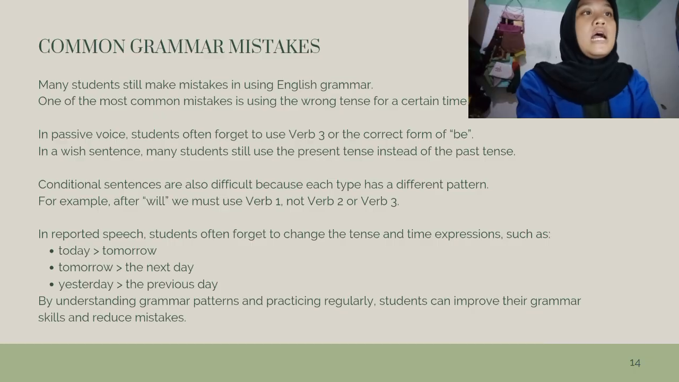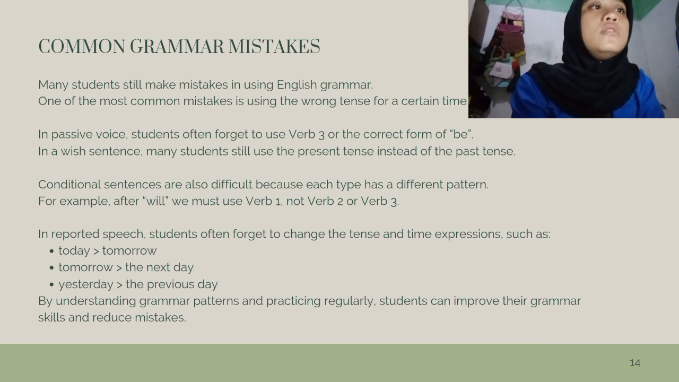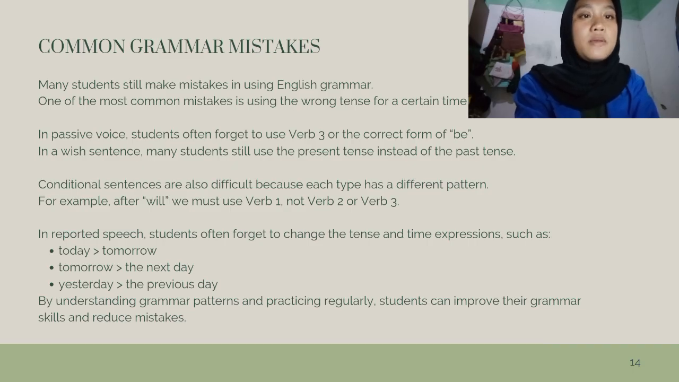Before I conclude, I would like to highlight some common grammar mistakes that students often make. First, using the wrong tense for a time expression. Second, in passive voice, forgetting to use verb 3 or the correct form of be. Third, in reported speech, using present tense instead of past tense. Fourth, mixing up conditional types. Remember, after will, we must use verb 1, not verb 2 or 3. And fifth, in reported speech, forgetting to change both the tense and the time expressions.